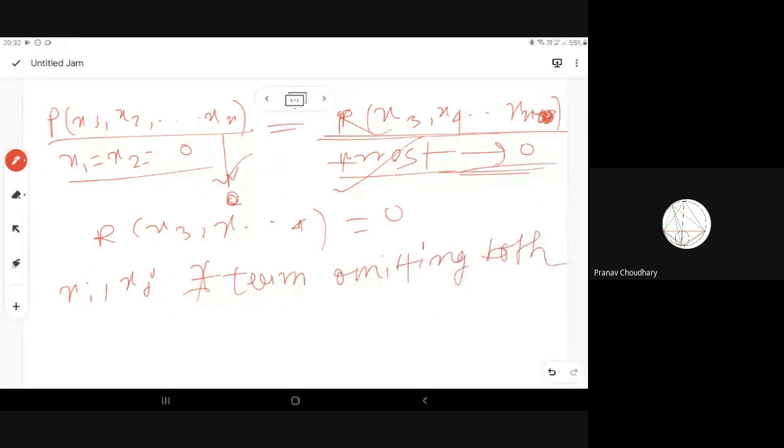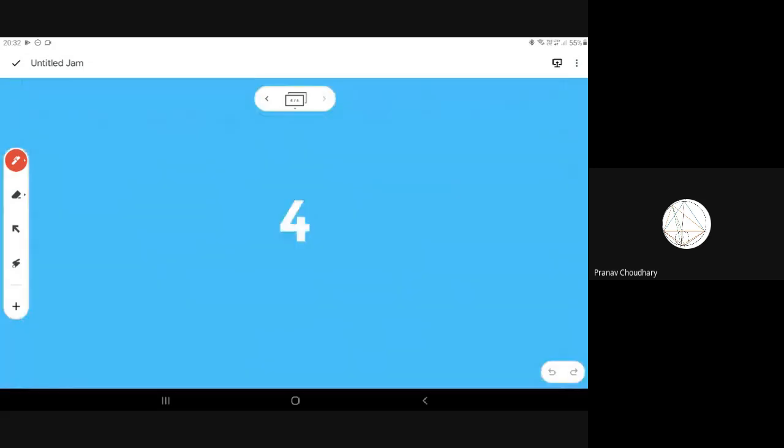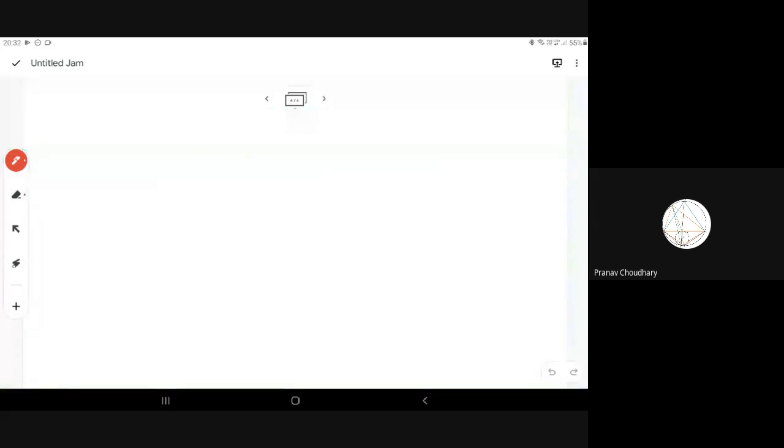Like, you cannot have a term of the form, say, if it's a five variable polynomial, you cannot have something like x3 x4 x5. This is really the most important claim of the problem, right? Because this kind of issue occurs. So having known this, we now try to sort of induct, right? So as I said, we proceed by induction on n, right?